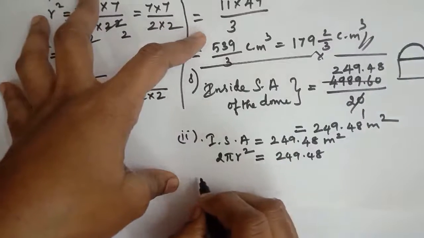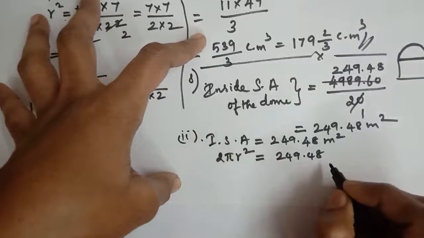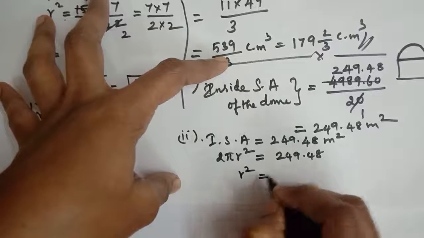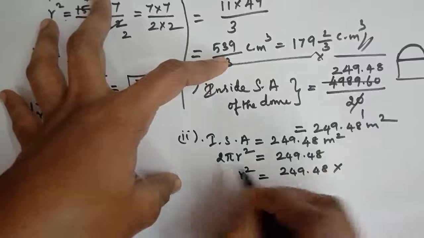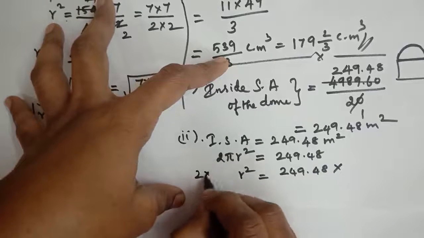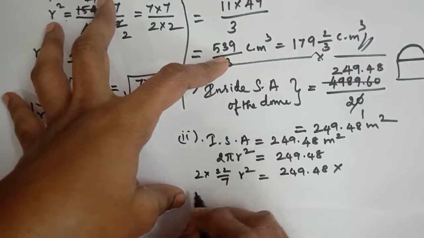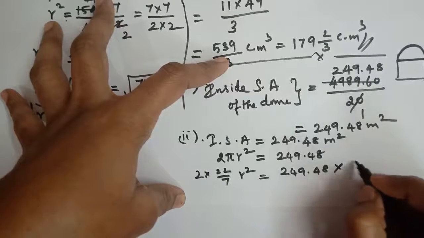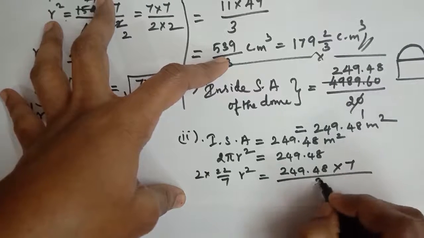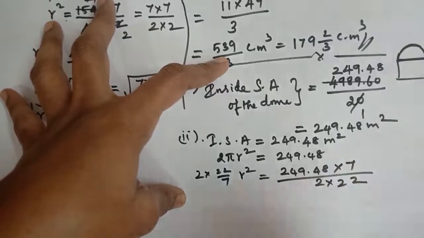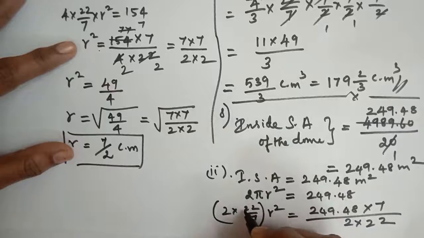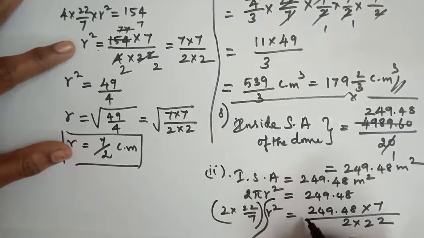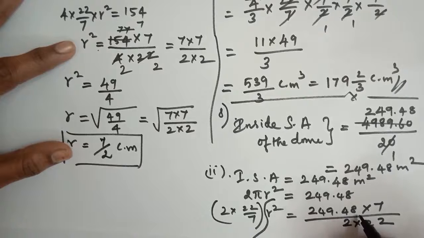How do you find it? Students listen, 2 pi r squared is equal to this much, na? Then r squared is equal to 249.48 divided by 2 into pi, this is 22 by 7, na? So this will be 249.48 into 7 divided by 2 into 22. Here r squared is equal to 249.48 into 7 divided by 2 into 22.